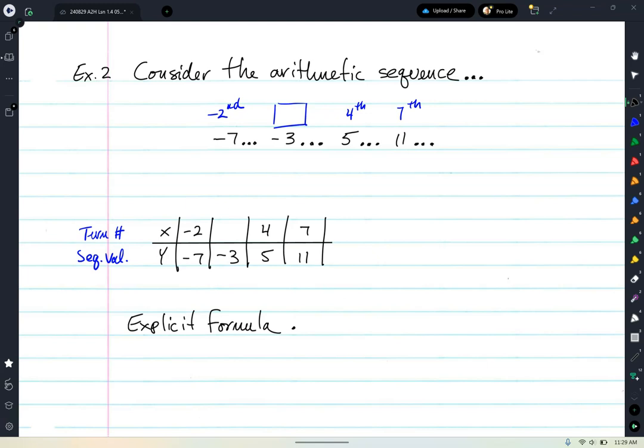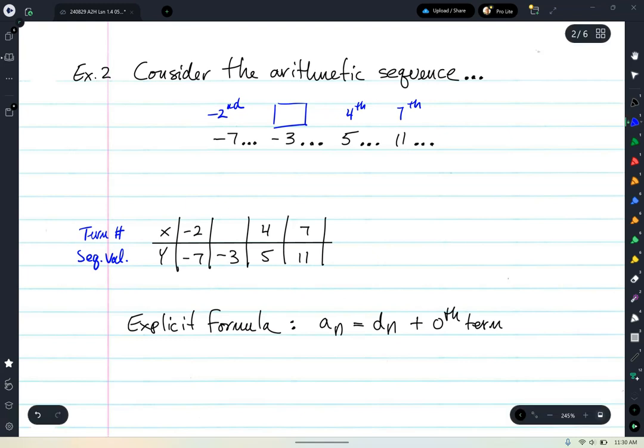Okay, so again, our explicit formula is a sub n equals d sub n plus some 0th term. That's in its simplified form. Our d sub n, right? But we have to find the simplified d sub n. So let's talk about some things that we could compare. Let's do this one.